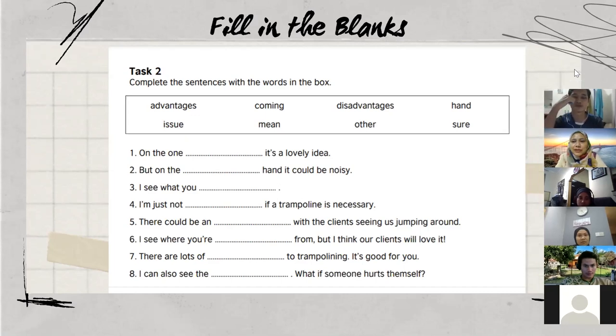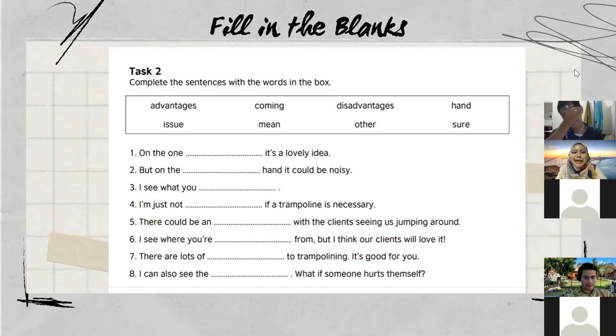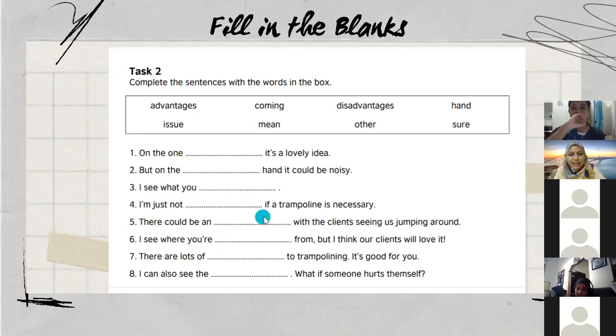I see what you mean. The Malay translation is just saya faham apa maksud awak. So the English version is I see what you mean, right? Okay, number four. I'm just not sure if a trampoline is necessary, correct? And then number five, there could be an issue with the client seeing us jumping around.